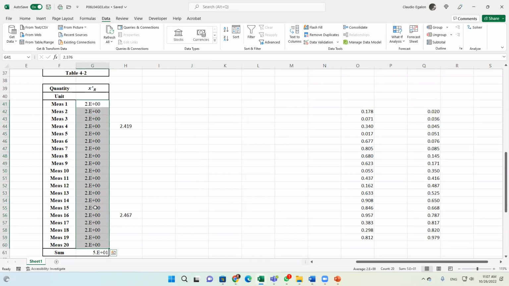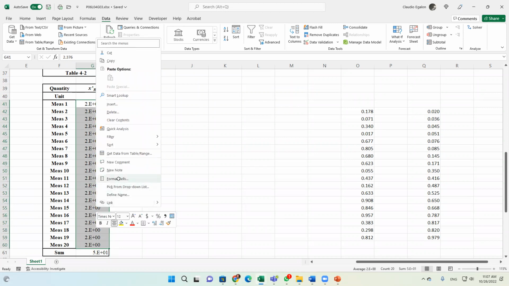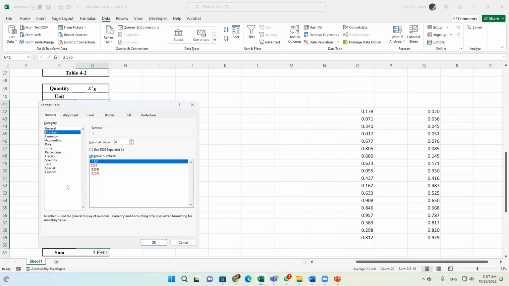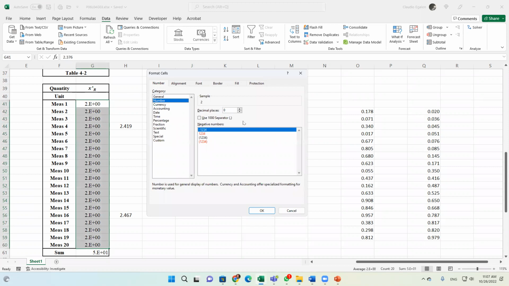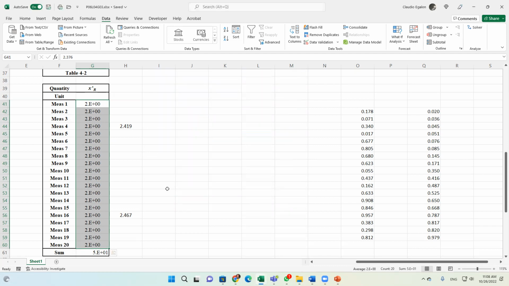You highlight the numbers here, right click, format cell, highlight number, and then put as many decimal places as you see fit. Okay? The number of decimal places is going to depend on the number of significant figures. Right click and then adjust the number of decimal places. And then you sort the numbers.